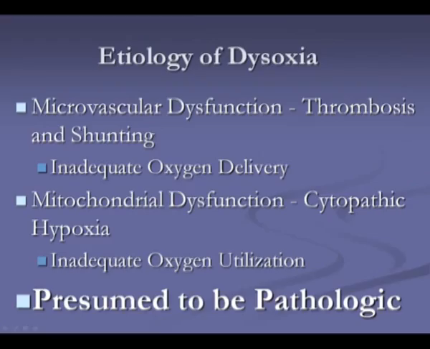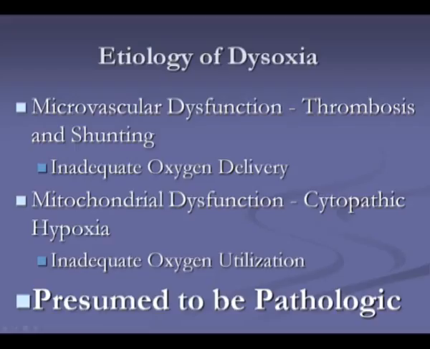Where does it come from? Well, there are 2 basic theories to explain the dysoxia that we see in patients with multiple organ dysfunction. The first is that there is microvascular dysfunction, thrombosis and shunting with inadequate oxygen delivery. The second is that there is mitochondrial dysfunction, so-called cytopathic hypoxia, where there's inadequate oxygen utilization. Now, both of these are perfectly feasible, and both of these can be studied, and both of these have been studied.